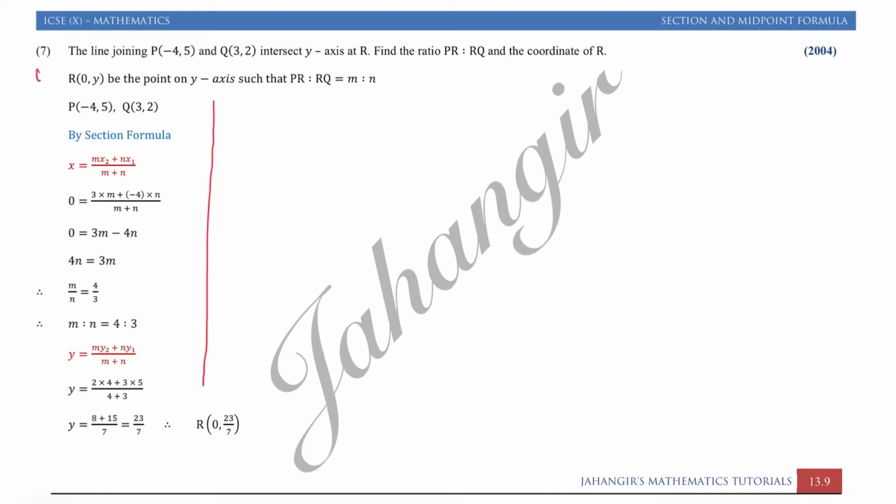Question number 7 is an important question. The line joining P and Q intersects the y-axis at R. So let us draw coordinate axes. P we can write as (-4, 5) somewhere here. Q is (3, 2), maybe somewhere here. I don't know. It's in the first quadrant. Let us join this.